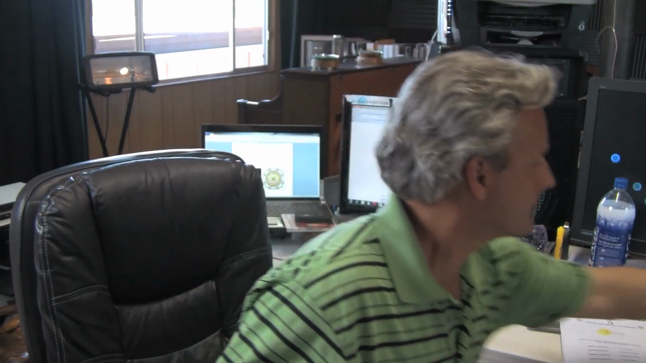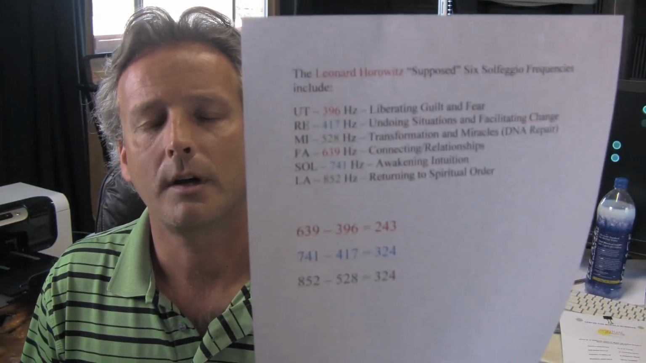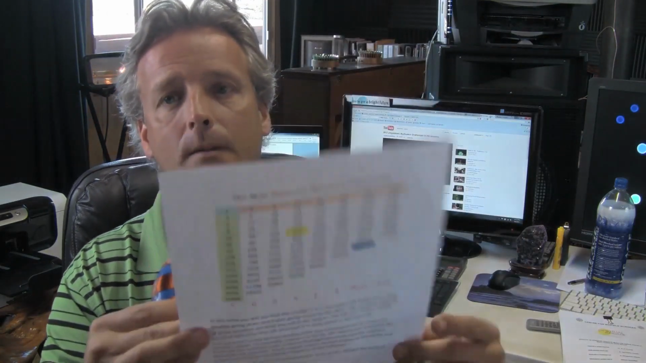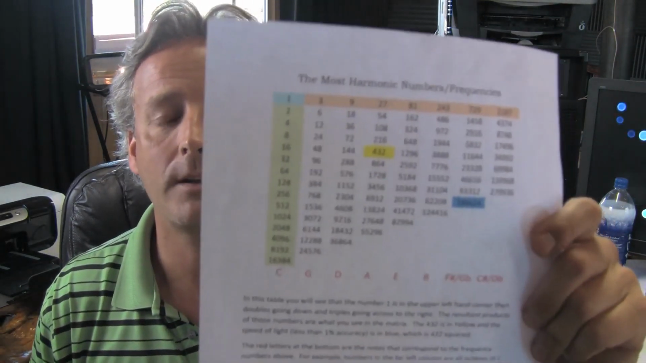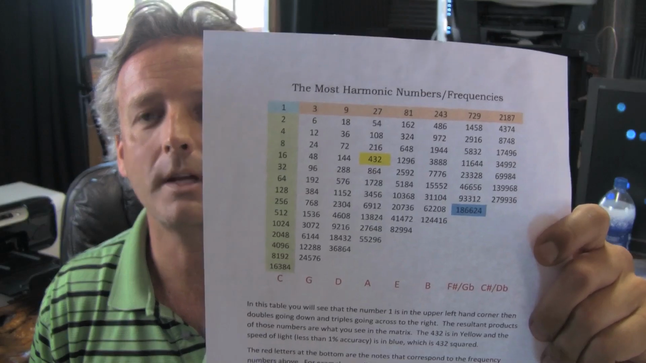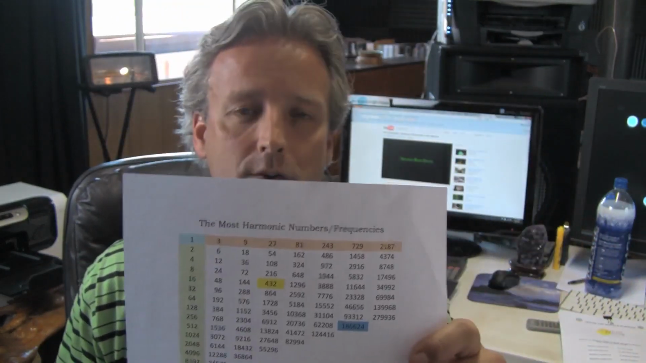And this is an important point. The Leonard Horowitz solfeggio scale is Marko Rodin's family number groups that don't move. They're the energy pathways. They are not frequencies. The frequencies that go through the coil are the 432 and all of its harmonic numbers, all of its related frequencies, using Pythagorean tuning.